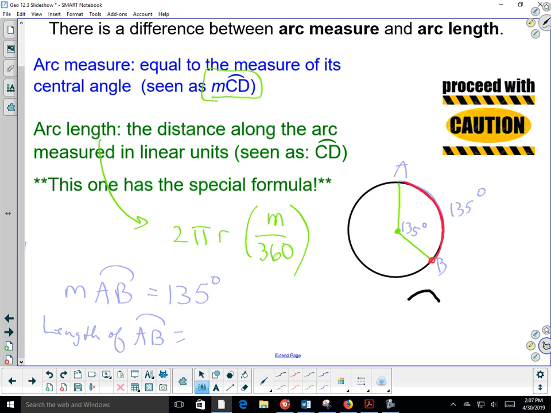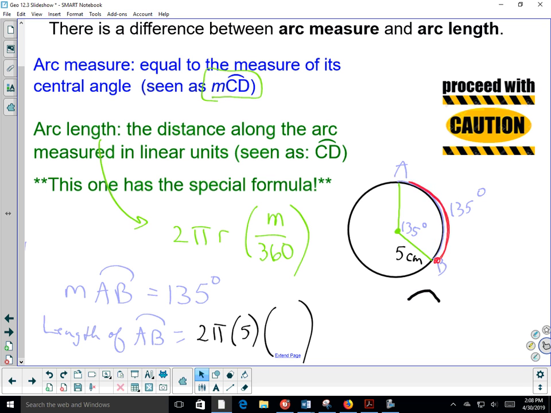Let's say the radius is 5 centimeters here. Now we can find the arc length, and that would be 2 pi times 5, right? 2 pi times the radius, times what fraction? What fraction of the circle do I want to cover if I'm trying to get from point B to point A? 135 over 360. Are we okay with this? Does that make sense? All right, and we can get a decimal answer for this, and our answer would be some number of centimeters. Not centimeters squared, not centimeters cubed, just centimeters.